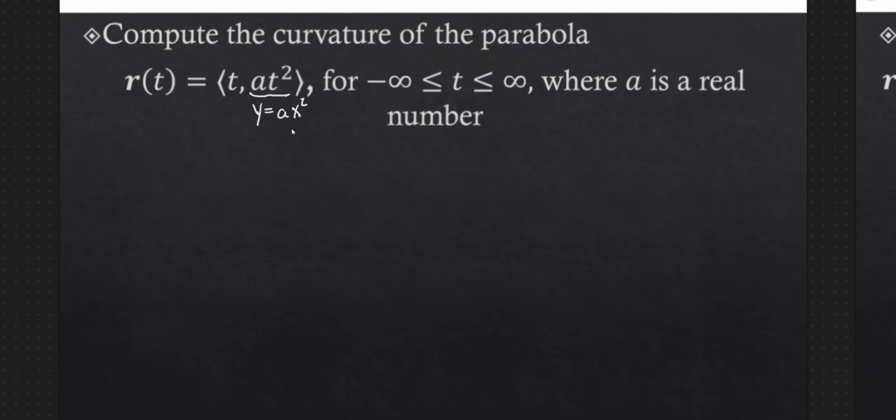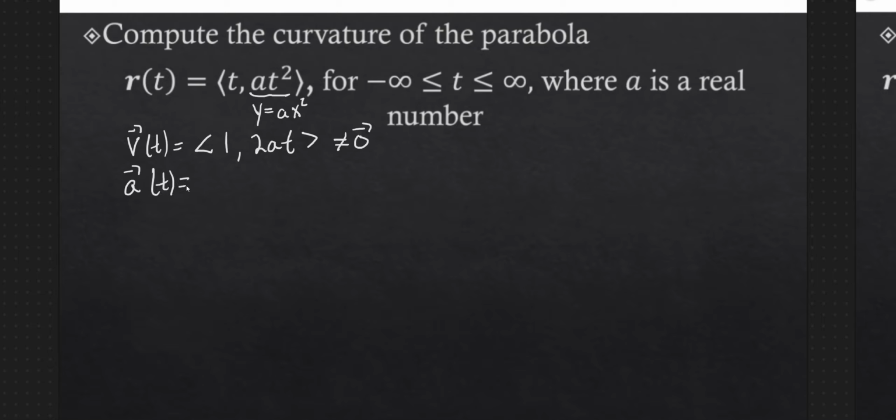So let's start by computing velocity and acceleration. Velocity looks like (1, 2at). Notice that the x component of this is always 1, and so the velocity vector is never the zero vector. Just take note that this is not the zero vector for any value of t.